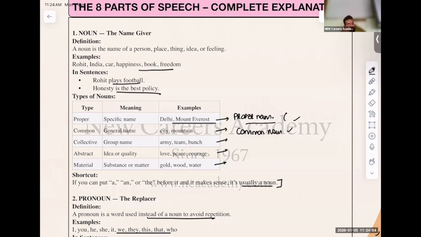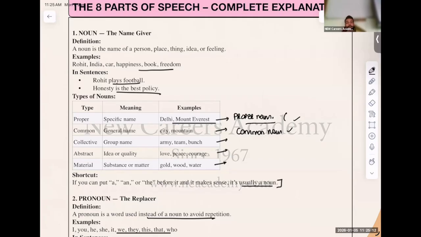So quickly, let's revise it. We have first the noun, and the different types of noun. Proper, for example Ram, Sham. Collective nouns. Abstract nouns: abstract is that which cannot be given as a quality. Is it clear? Love, peace, courage. These are abstract, something that you cannot identify.